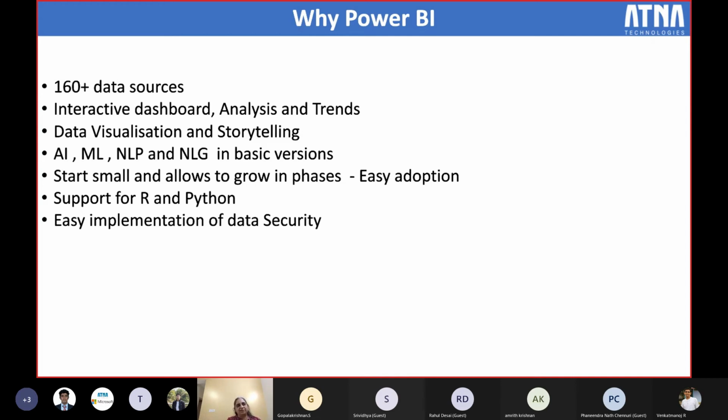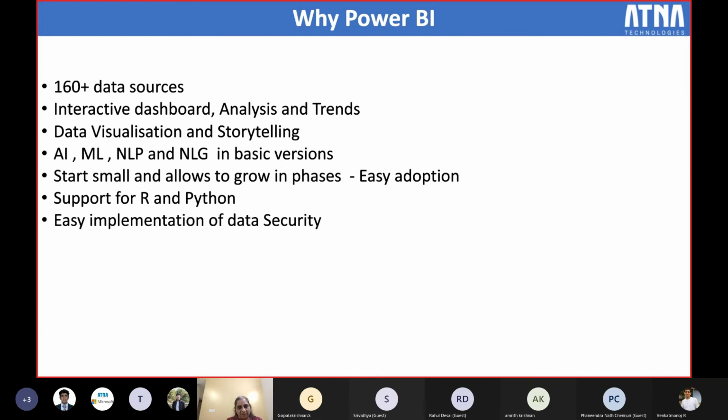We already saw that it covers 160 plus data sources, and the whole dashboards, reports, and insights can be made very interactive, and you could have analysis and trends done over there. Artificial intelligence, ML, NLP, and LSG are all available in all basic versions, and it allows for easy adoption in the sense you could start small and build over a period of time. That gives you the flexibility to not take a big bang approach.